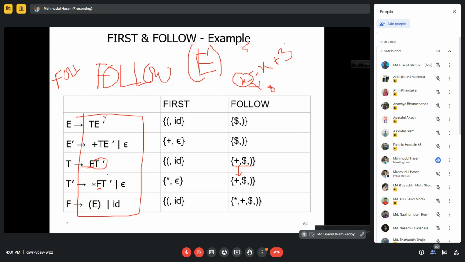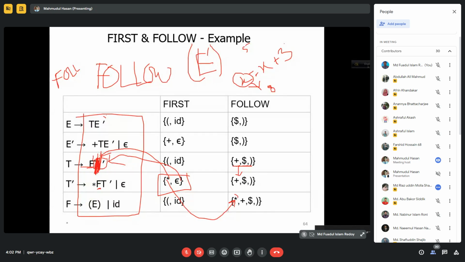Yes sir, now we replace, right? You need to replace with the first value of t dash, and the first value of t dash is equal to star and epsilon. Yes, sir. When you replace t dash with star, that means f star. That means the follow of f is star. Is it? Yes, sir. Then you need to replace t dash with epsilon. When you replace t dash with epsilon, this one will be removed. That means there is nothing after f.